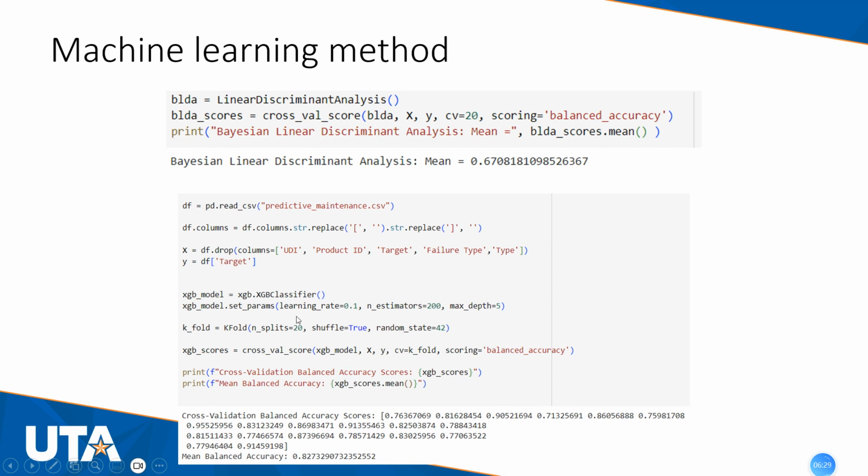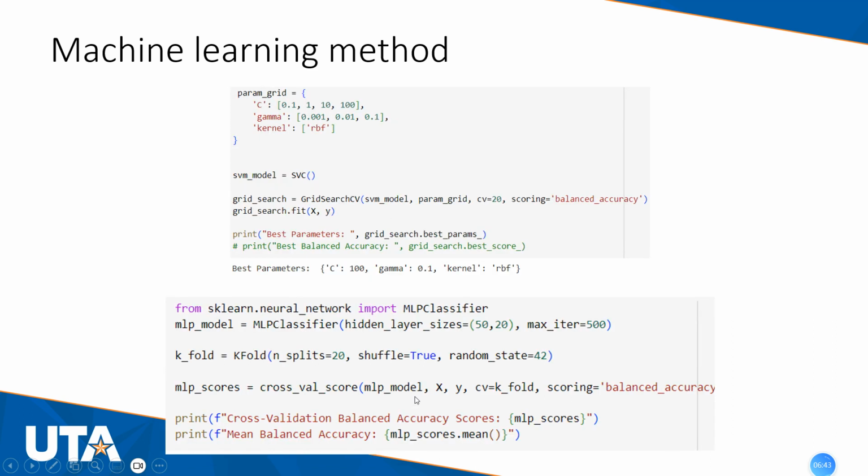In that case, we only used the default values, because it's a strong method in this introduction. This shows mean balanced accuracy is 0.82. Also, there are two similar machine learning models, SVM and SVC.